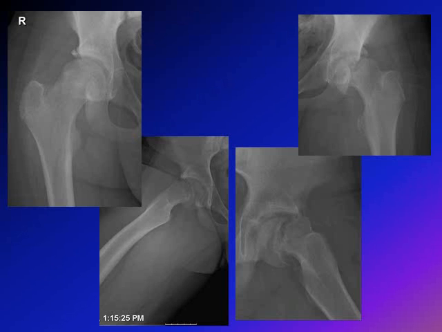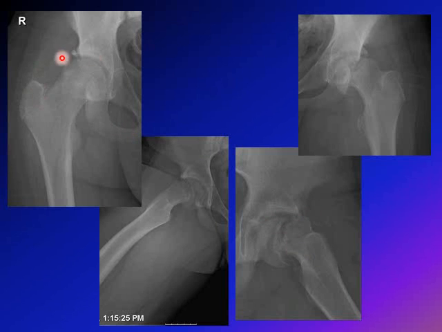Let me show you another example of a slipped capital femoral epiphysis. This child has left knee pain, a 13-year-old boy. When x-rays were taken of the left knee, it was normal. However, the left hip shows obvious slippage. Here you can see in the AP, and here in the lateral view you can see how much slippage of the femoral epiphysis in relation to the femoral metaphysis.